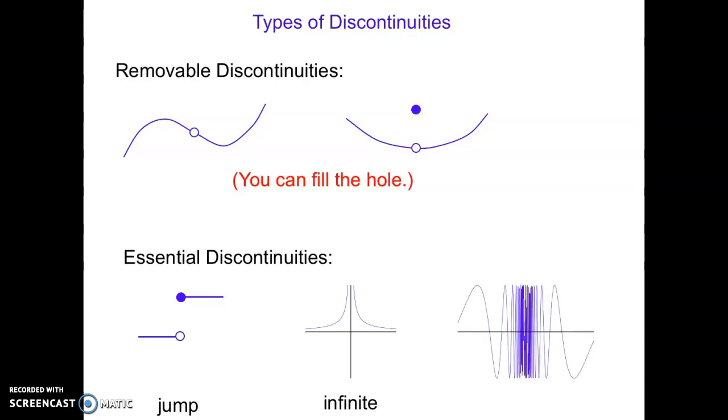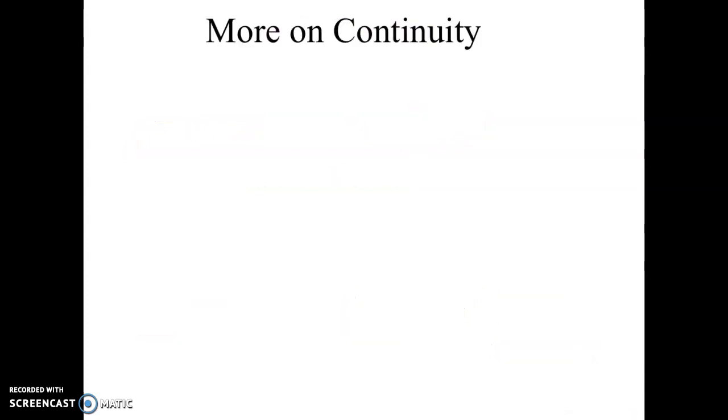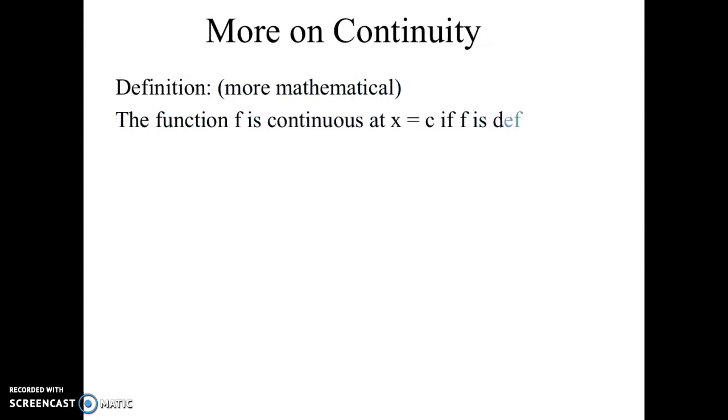This next type is called oscillating discontinuity, which we actually don't have to study in Calc 1. We'll talk more about oscillating discontinuity when we get to Calc 2. So, some more on continuity and discontinuity. Let's look at a more mathematical definition.